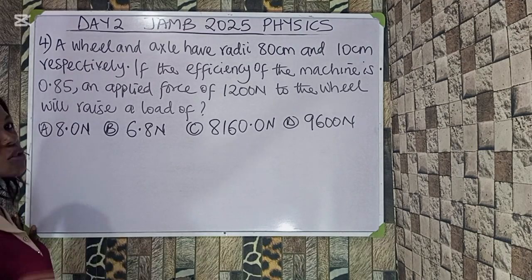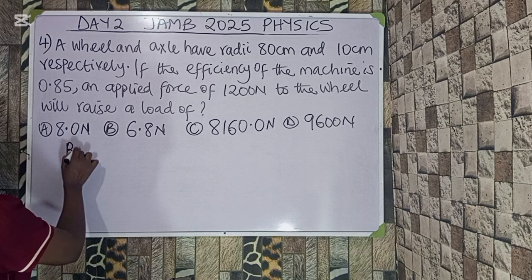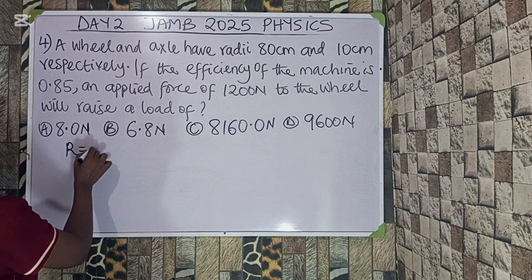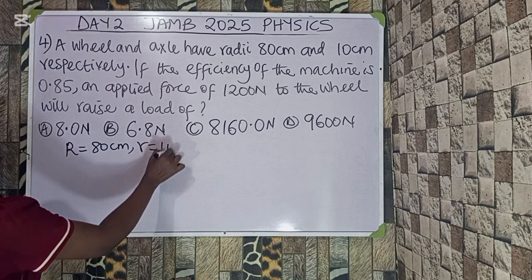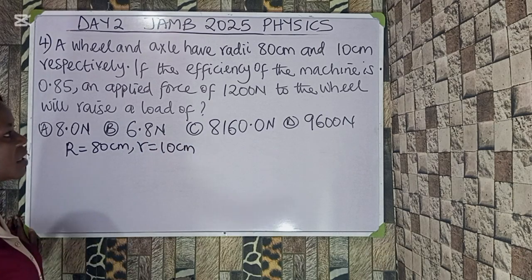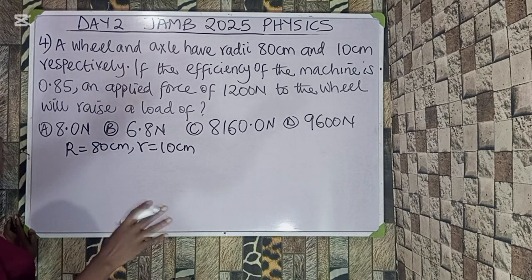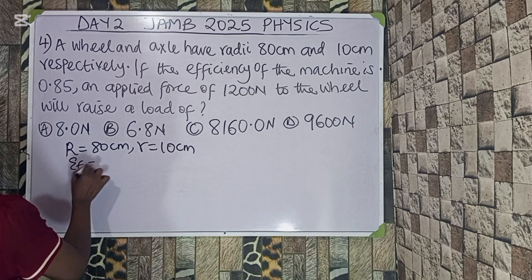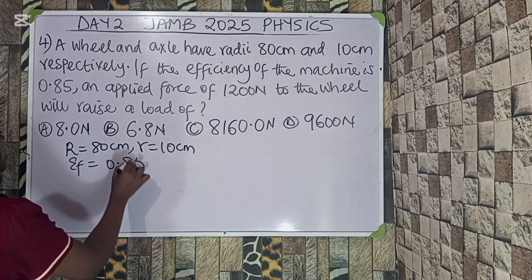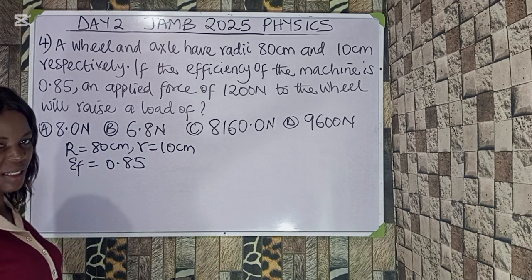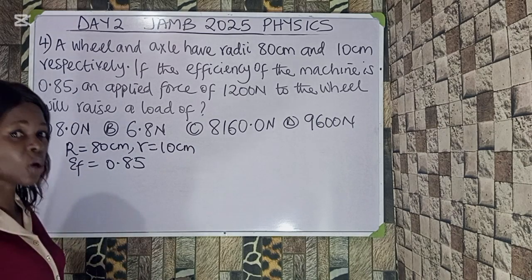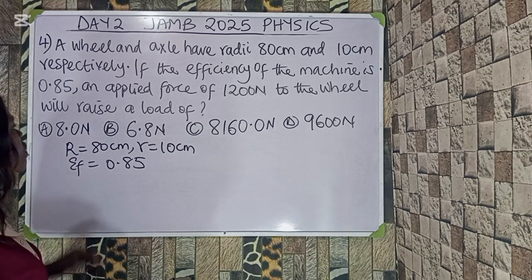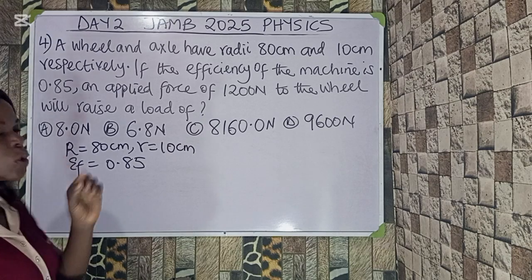By saying that we have radius of wheel, that is big R, giving us 80 centimeter. The radius of axle is giving us 10 centimeters, okay? Then the efficiency of this machine is giving us 0.85. It is not given in percent, okay? So that means when you're stating our formula, we're not going to put times 100%. All right, so now an applied force of 1200 Newton.